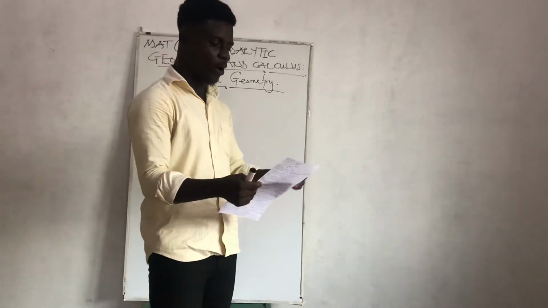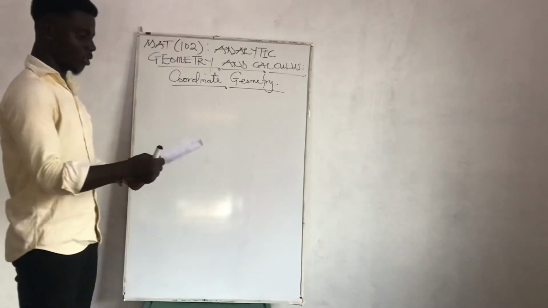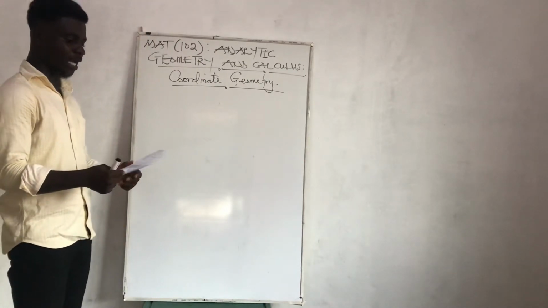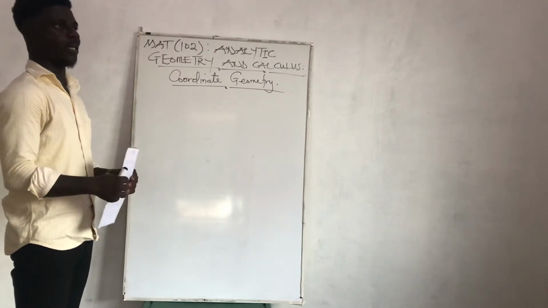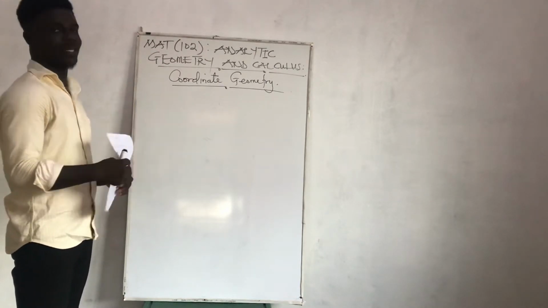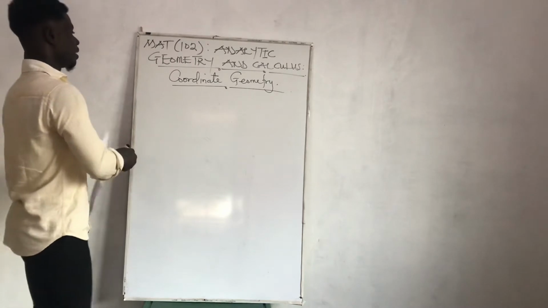So when two points are joined together by a straight edge or a rule, then we get a straight line.